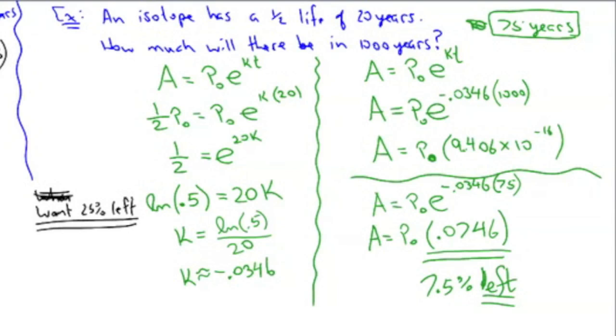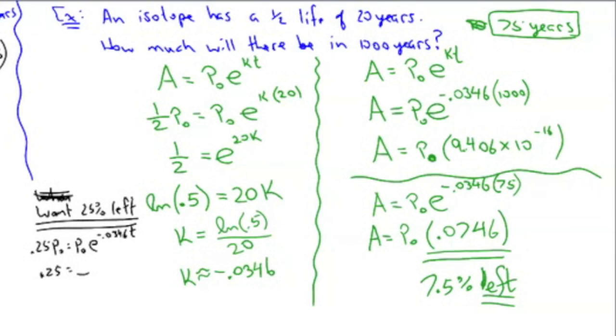So, if you want 25% of the material left, that would be 0.25 P0 equals P0 e to the negative 0.0346 T. In this equation, what are you solving for? T. So it basically sets up the same. You divide both sides by P0, you end up with 0.25, a quarter of what you started with. And then you can solve for T, and T, of course, is measured in time. What kind of measurement though? Years, because it was 20 years as a half-life.